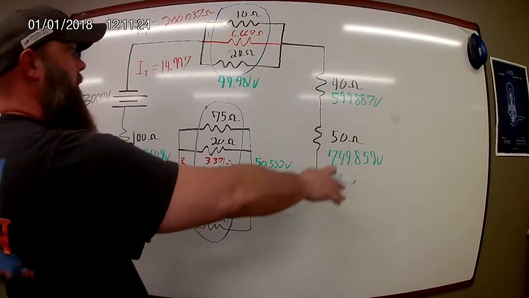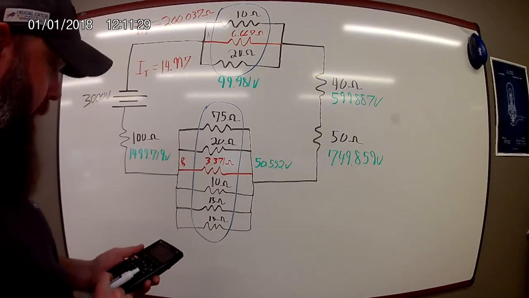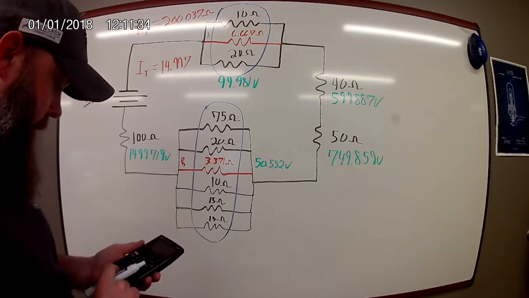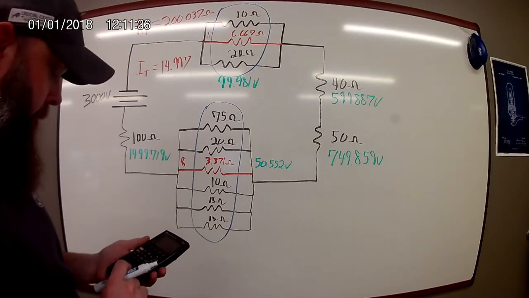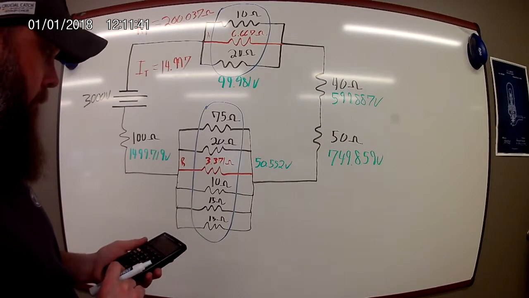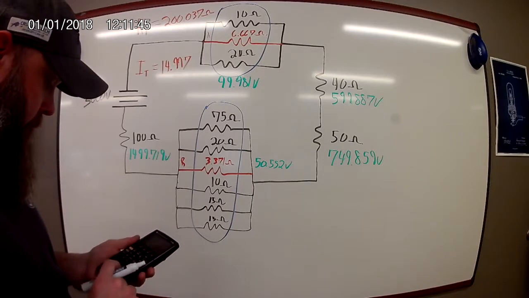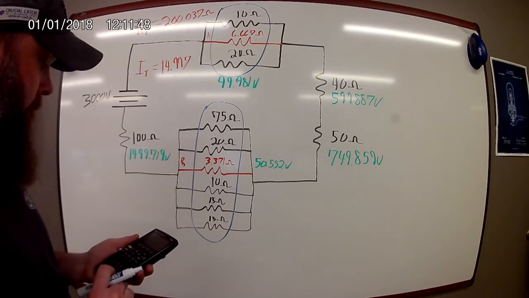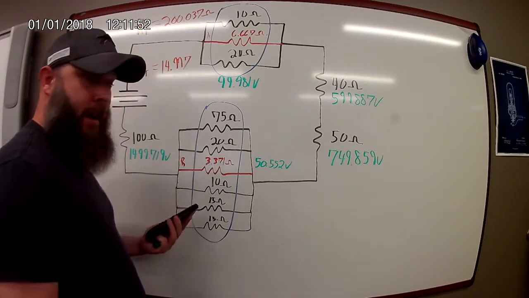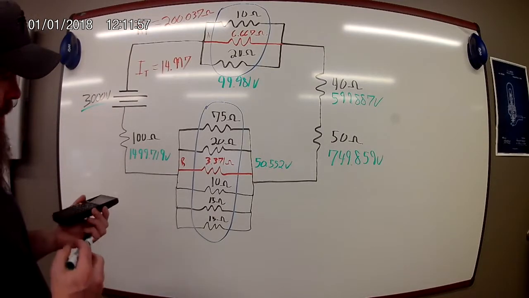So just for the fun of it, let's add these up and see if we're at this number over here, see if we're at our voltage supply. Well, I'm at 2999.998. So I'm 2/10 off from having that. So I know those are good numbers.